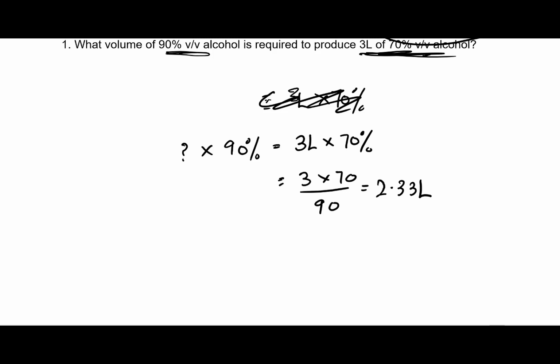One more thing you need to make sure whenever you're using C1V1, C2V2 is that the units on both sides are the same. So if you're using percentage, it should be percentage here. Sorry, the concentration should have the same unit and the volume should also have the same unit on both sides. So we need to make sure that as well.